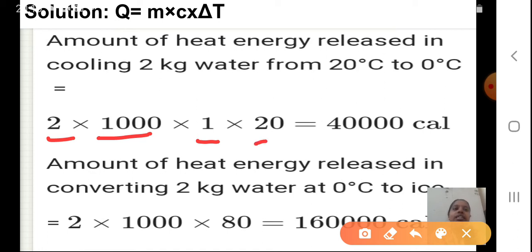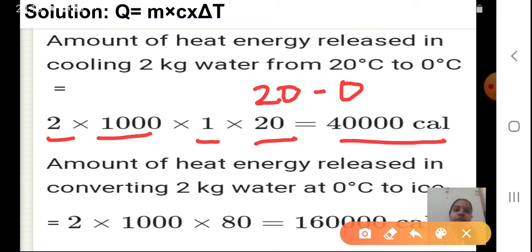And what is delta T? Delta T is 20 minus 0, so it will be 20. How many calories did you get? 40,000 calories. Now, the amount of heat energy released in converting 2 kgs of water at 0 degree Celsius to ice.